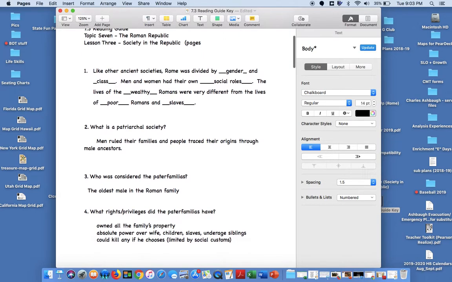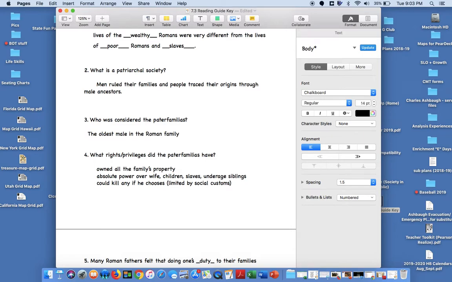What is a patriarchal society? It is a society that the Romans had. It was where men ruled their families and people traced their origins through their male ancestors. So basically, it went through the male bloodline. The paterfamilias is the oldest male in the Roman family, so that would be the oldest male that you would have, even in your extended family. So it would be grandfather, great-grandfather, great-uncle, uncle, and whoever the oldest male is in your family would be considered the paterfamilias. And he pretty much was in charge.